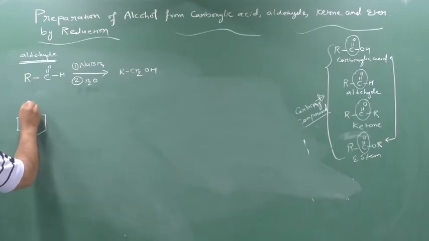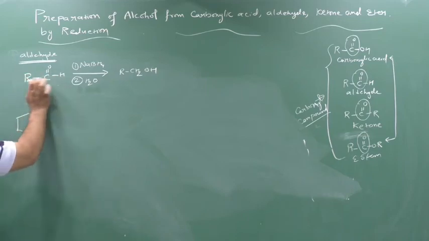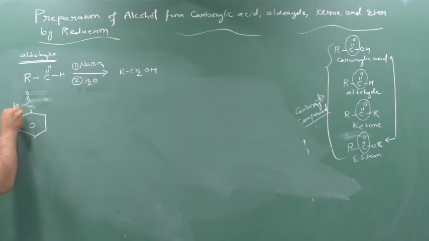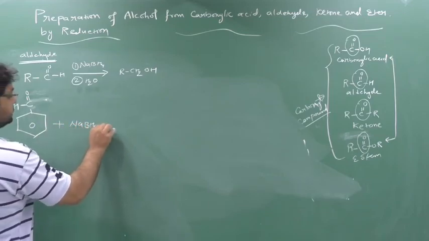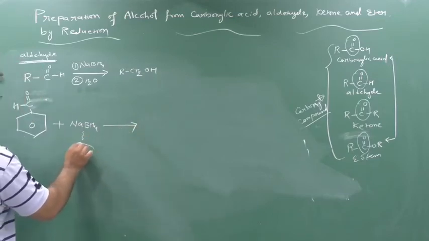benzaldehyde. Benzaldehyde is written like this, no? CHO. This is benzaldehyde. Now I will split it. How will I write it down? C double bond O and here H, or I will add this H here. Any doubt? This is also CHO. Now what I will do, in the first step, I will react it with sodium borohydride. This will provide me H minus.